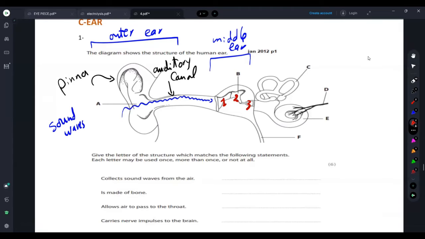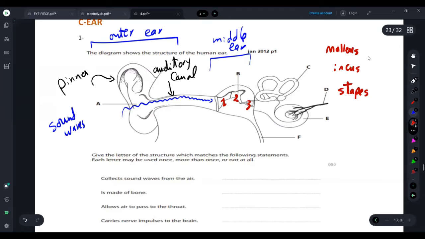Let me write their names here in order. Malleus, then Incus, then Stapes, or Hammer, Anvil, and Stirrup. So Malleus, Incus, and Stapes, or Hammer, Anvil, and Stirrup. These bones form a major part of the middle ear.